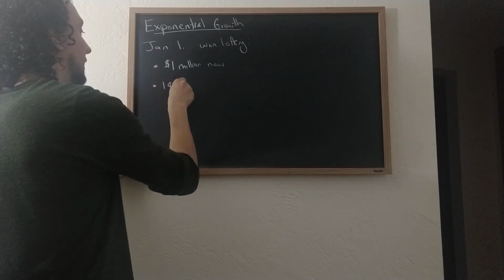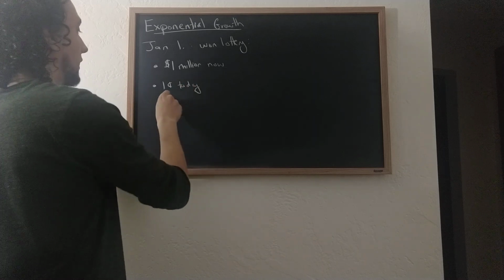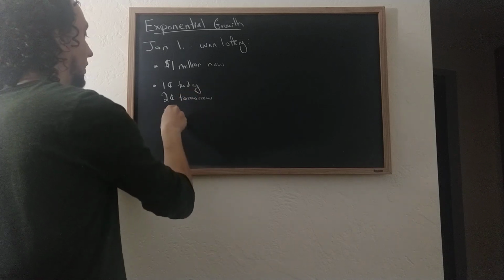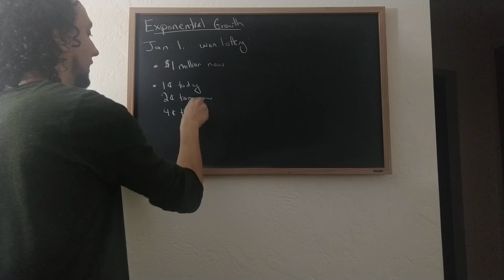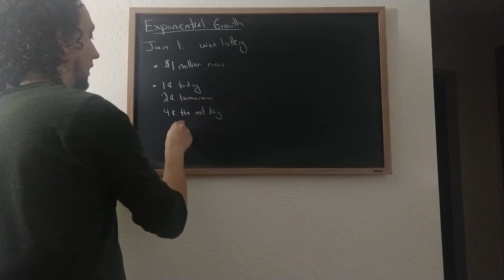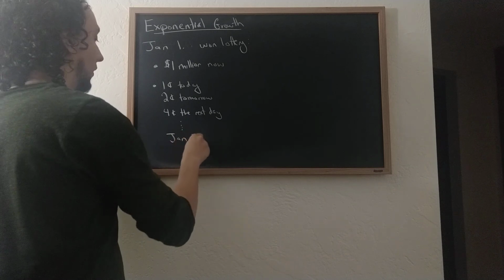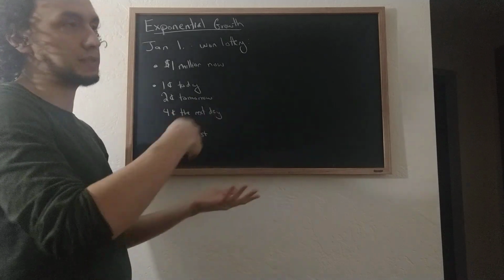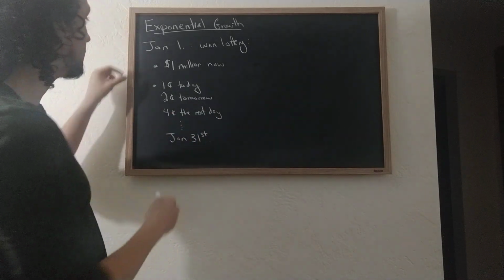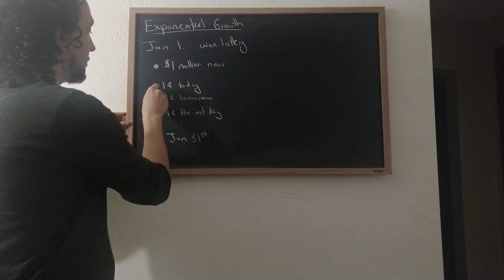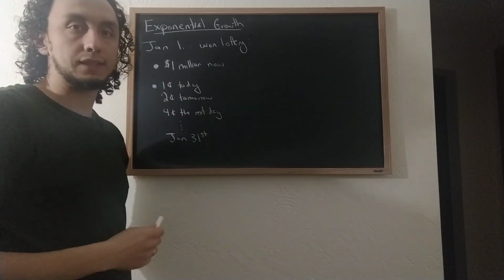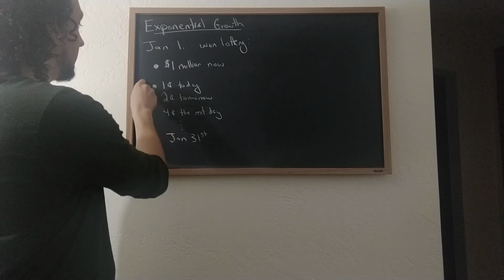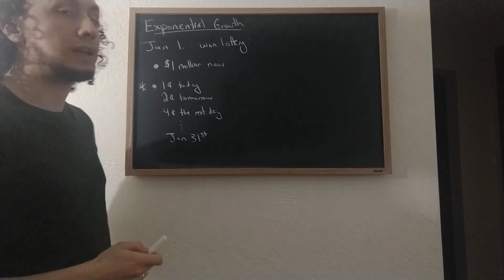1 cent today, 2 cents tomorrow, 4 cents the next day, and so on all the way to the end of the month. So you get 1 cent today, and each day you get twice as many cents as you got the day before. Which should you choose? Should you take the $1 million, or should you take 1 cent today, 2 cents tomorrow, 4 cents the next day, and so on? And the somewhat surprising answer is you should take the 1 cent today plan.